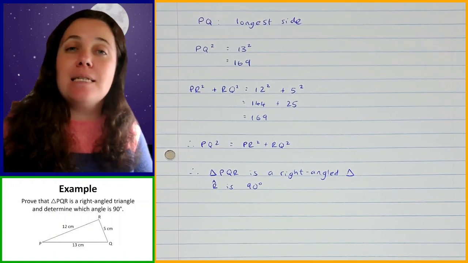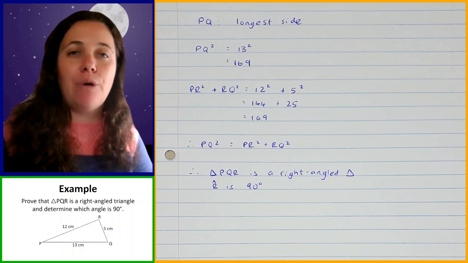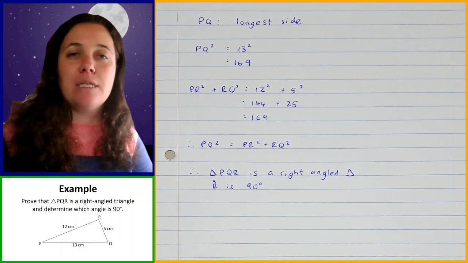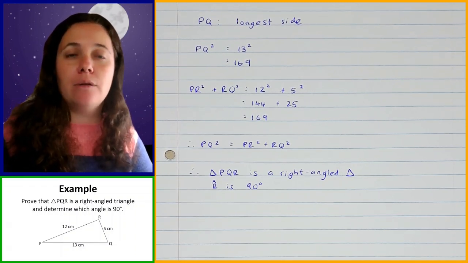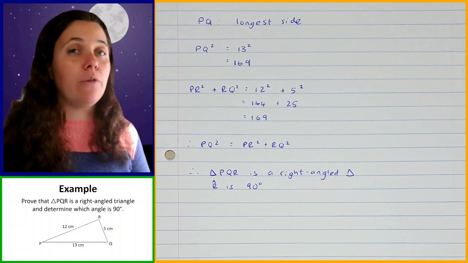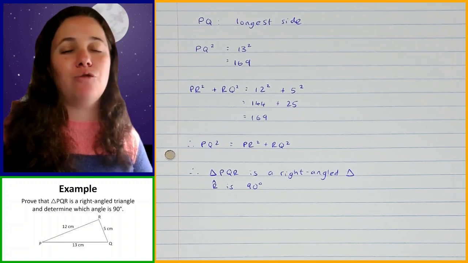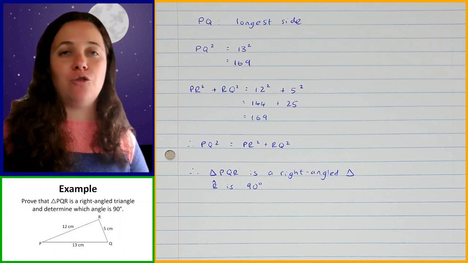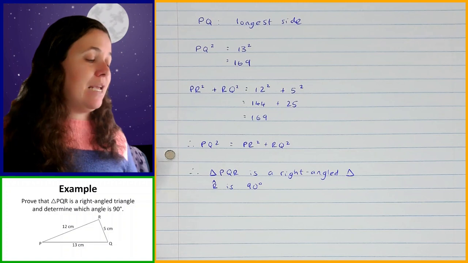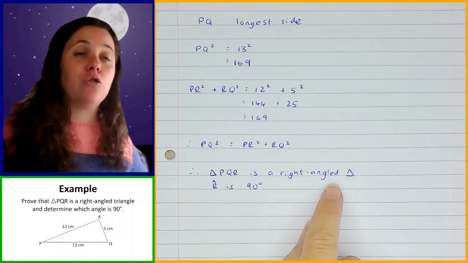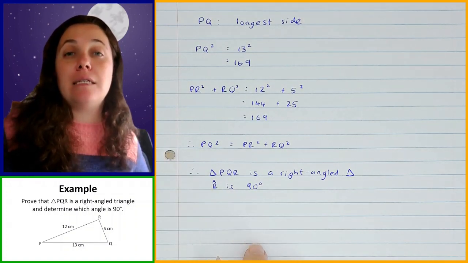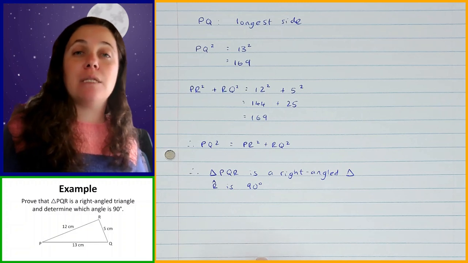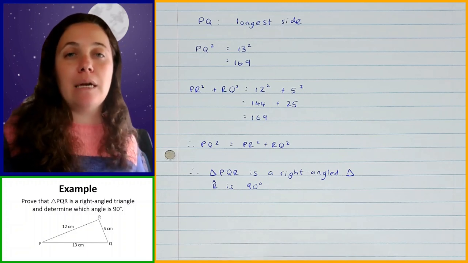And if it is the same, it means that it must be a right angle triangle, because then Pythagoras' theorem is working for that triangle. If Pythagoras' theorem doesn't work for that triangle, it must mean that it's not a right angle triangle, because remember, Pythagoras' theorem only works for right angle triangles, which means that if it does work, then it is a right angle triangle, and then you can identify which angle is 90 degrees. It must be the angle that is opposite that longest side, because that longest side is then the hypotenuse of the triangle.